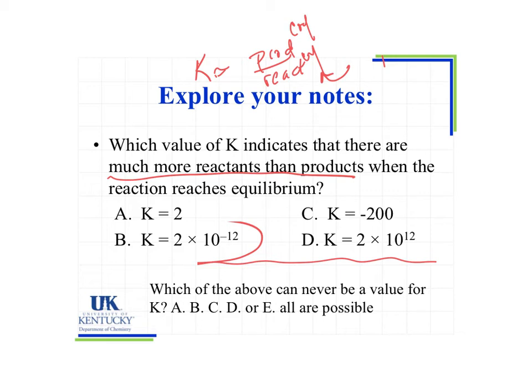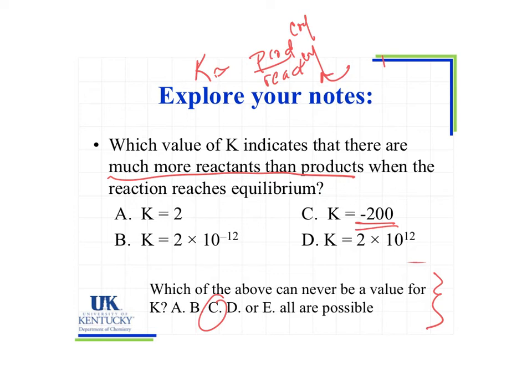Okay, now I want to consider this bottom part. Let me erase everything to let you be able to see it well. Which of those can never be a value for K for any possible reaction? Well, the answer is C. Why? C is a negative value. You can never have a negative value of K.